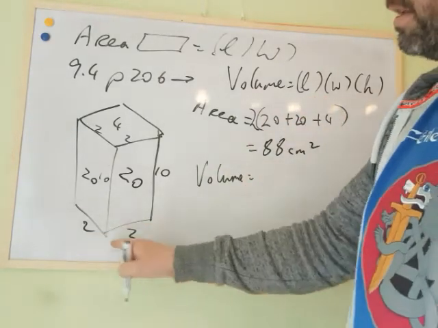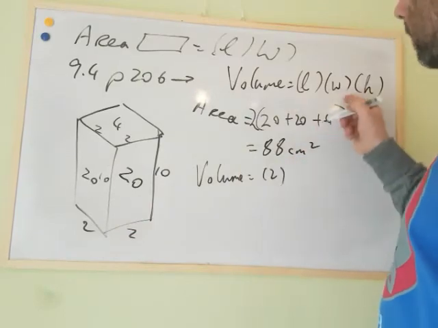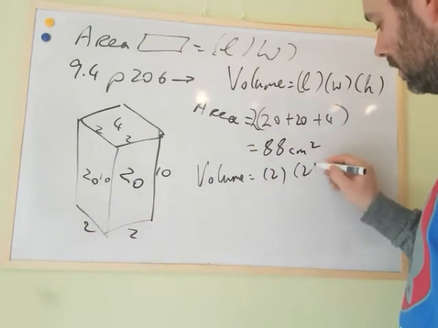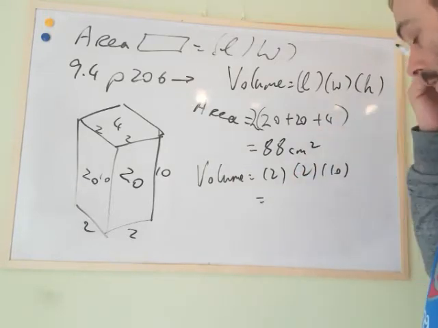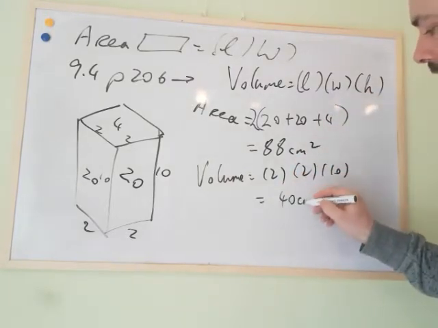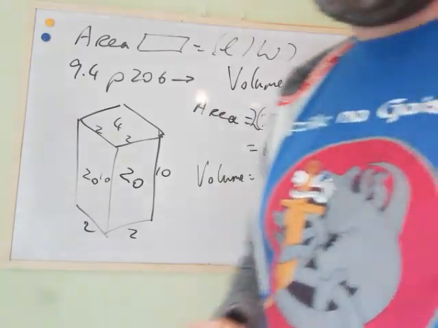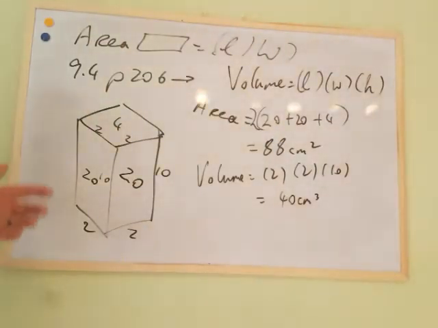the length, 2, by the width, 2, by the height, 10. 2 by 2 is 4 by 10, 40 centimeters cubed. Okay? So there you go.